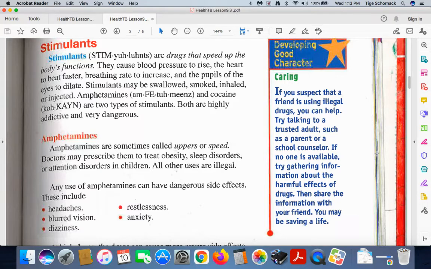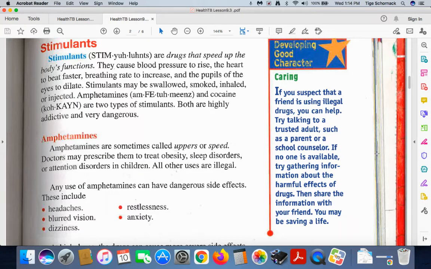Before we start talking about stimulants, let's look at caring. If you suspect that a friend is using illegal drugs, you can help. Try talking to a trusted adult, such as a parent or a school counselor or a teacher. If no one is available, try gathering information about the harmful effects of the drugs. Then share the information with your friend. You may be saving a life.